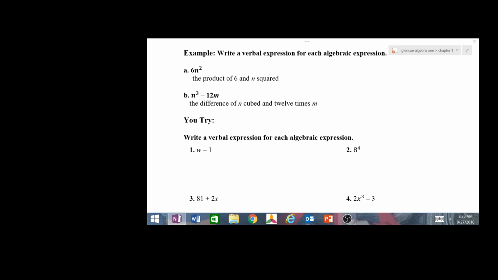It's kind of like when you read the Bible. Do you read the NIV or the King James? The old King James would say the product of 6 and n squared.